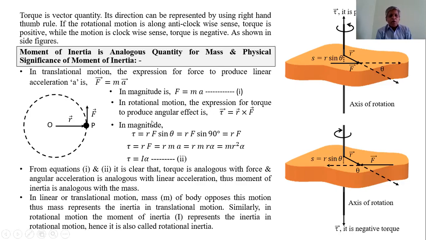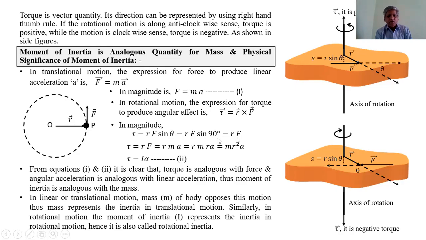In rotational motion, the expression for the torque produced angular effect is torque tau is equal to vector R cross vector F. This is the position vector from the center, and this is the applied force. This is the line of action of the force. In magnitude, torque tau is equal to R into F into sine theta. Here, the position vector is along this direction and vector F is perpendicular to the position vector. That means the angle between vector R and vector F is 90 degrees. Therefore, this is equal to R into F.